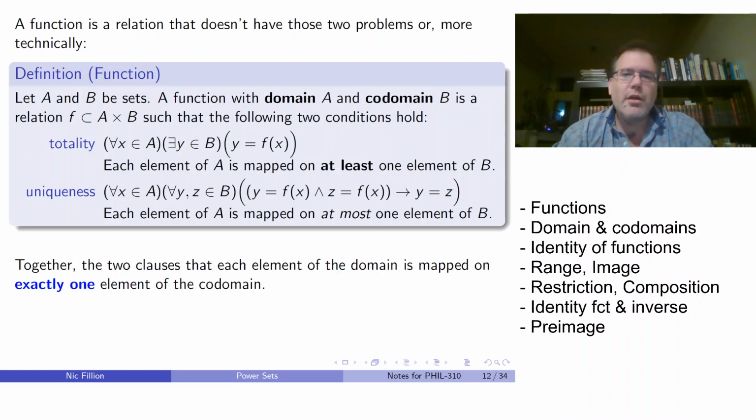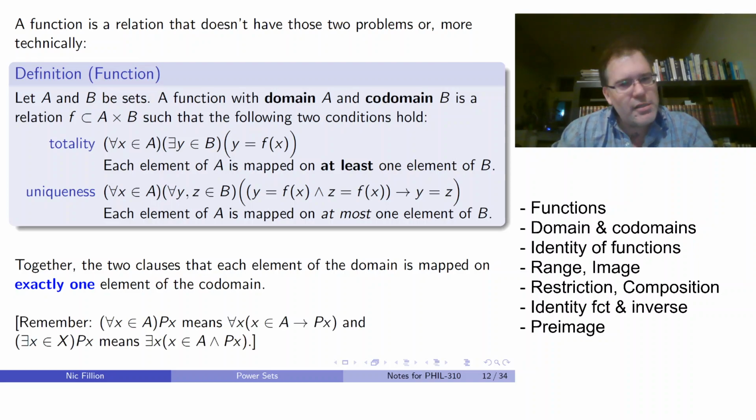So if we put totality and uniqueness together, what we get is that each element of the domain is mapped on at least and at most one element of the codomain. So that means each element of the domain is mapped onto exactly one element of the codomain. All right. So that's just what a function is. It's a relation that satisfies totality and uniqueness.